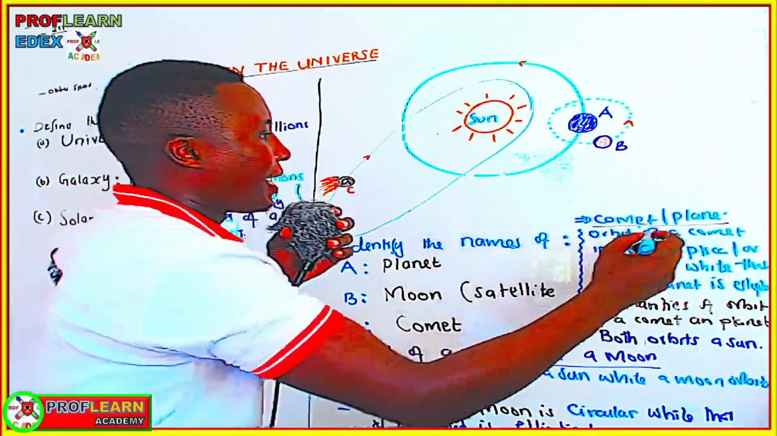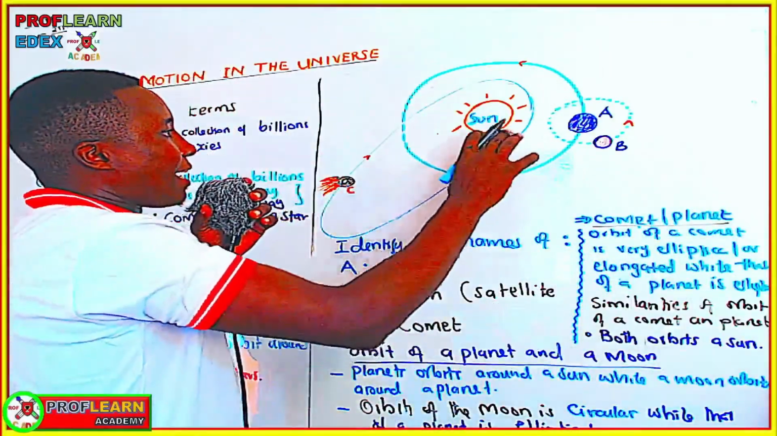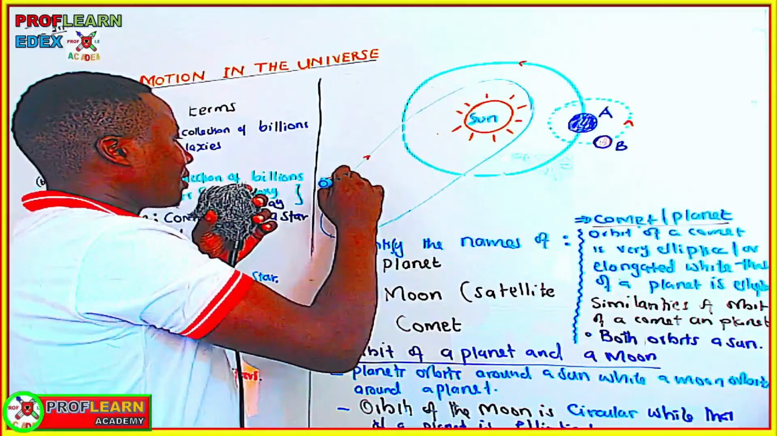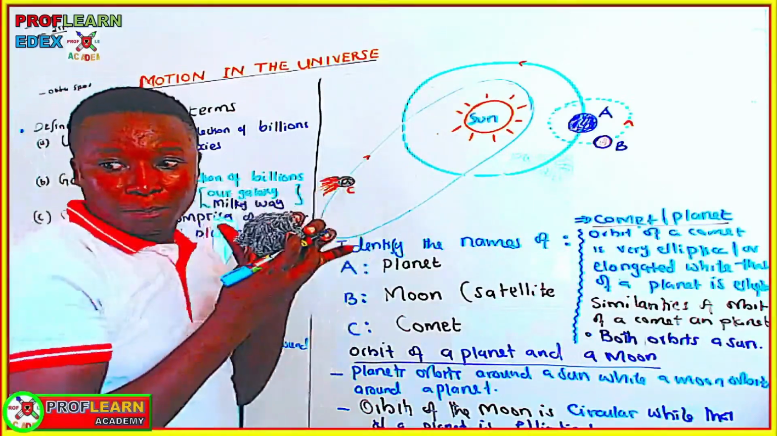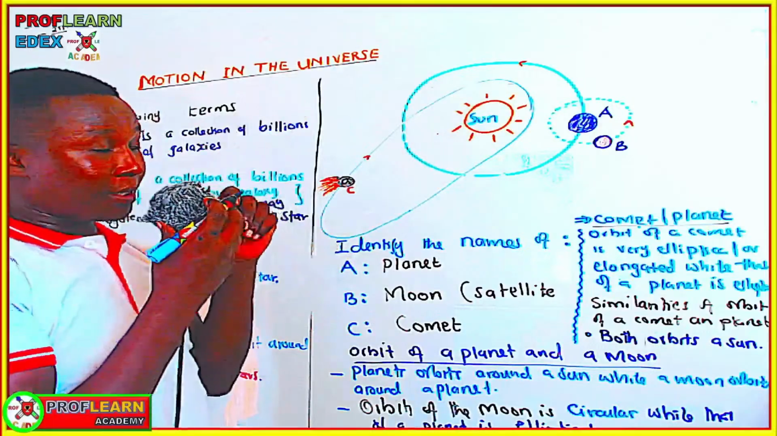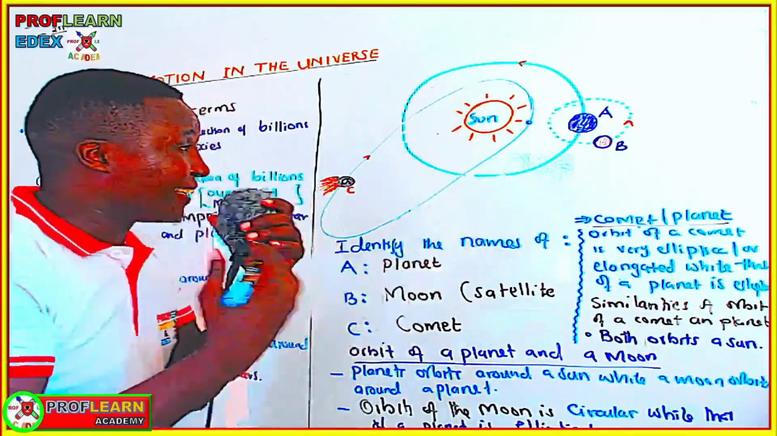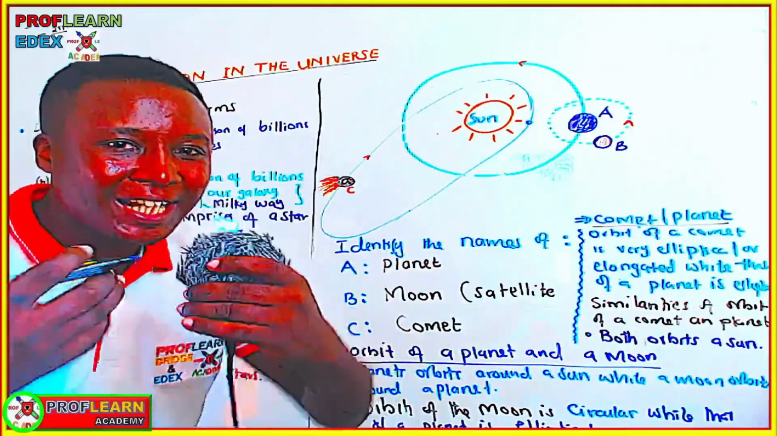And something I need also to mention is the differences between comets and planets. This is a planet. The speed of a comet varies as it goes around its orbit. So at this point here, you may be told to identify where the comet is moving at a very high speed.